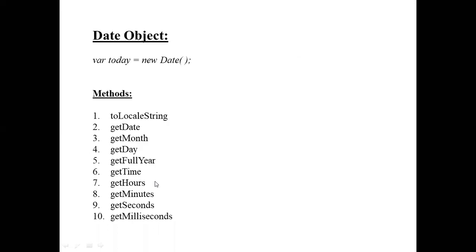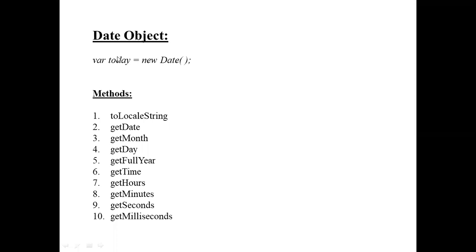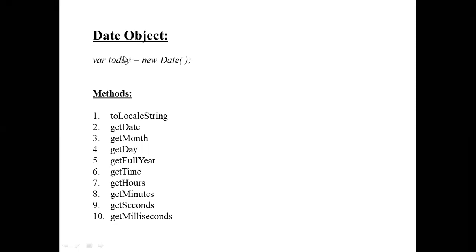Next one, date object. Here the date object is created using the new operator. So var today = new Date. Here today is the date object that is created using the new operator. Next, these are the different methods on the date object.